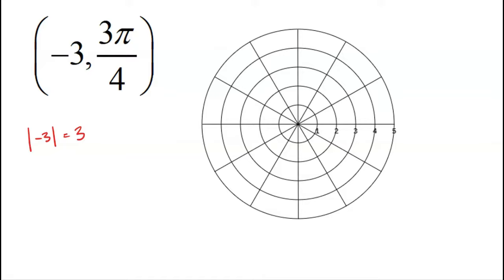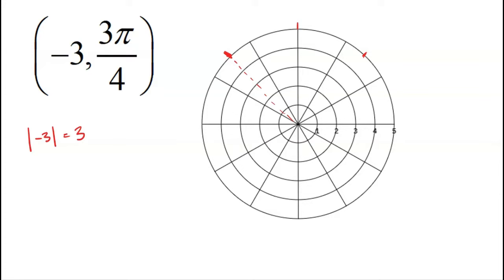And again, my angle is 3 pi over 4. So let's find that angle of 3 pi over 4. So we got 1/4, this would be about right here. Here's 2/4. 3/4 is an angle at a terminal side right about there. Now here is the tricky part when you're working with negative r values.